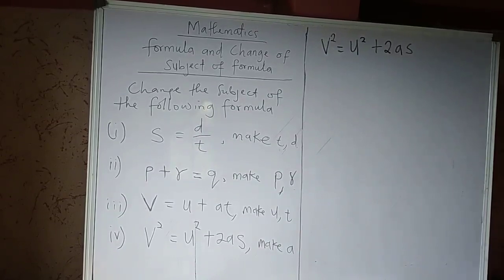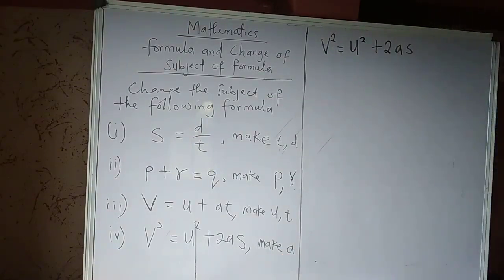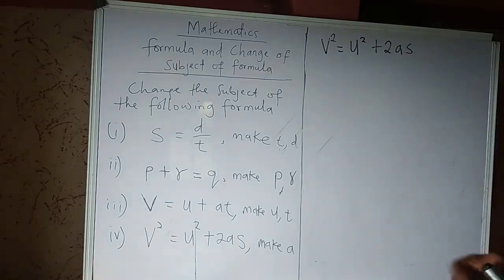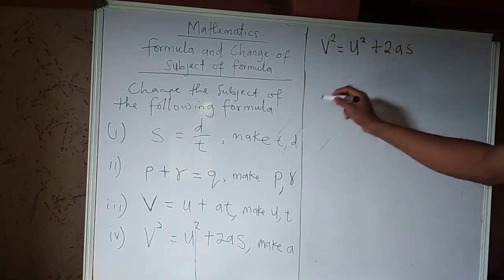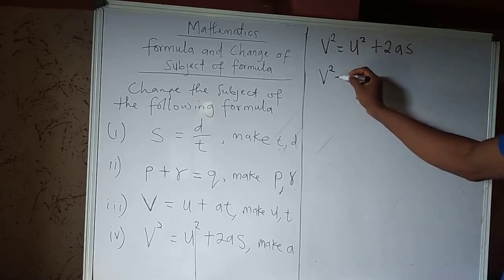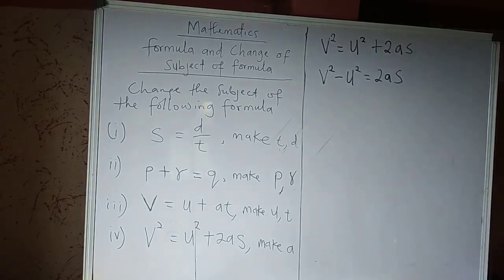Okay, now to the third one, where we have v squared equals u squared plus 2as. We are required to make a the subject of the formula. So it means we have to move every other thing on this part of the equation to the other side, so that a will be left standing alone. First of all, u squared has to move. So we have v squared minus u squared equals, then we'll be left with 2as.